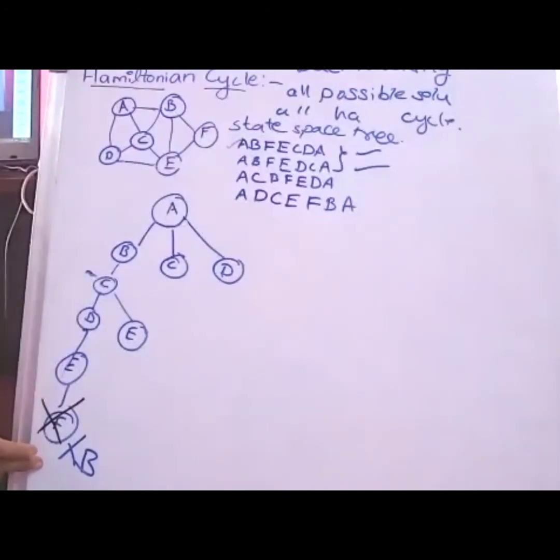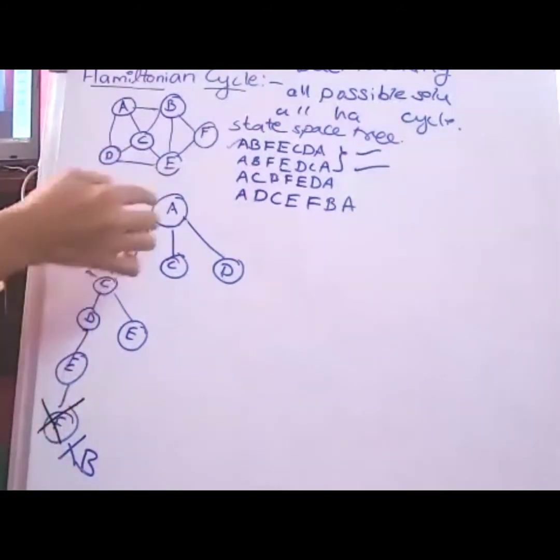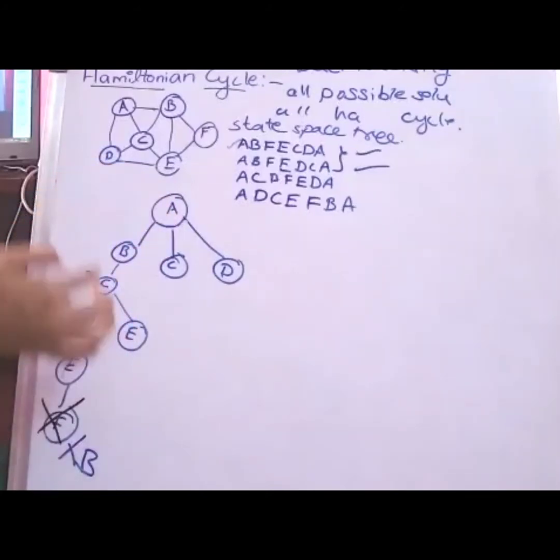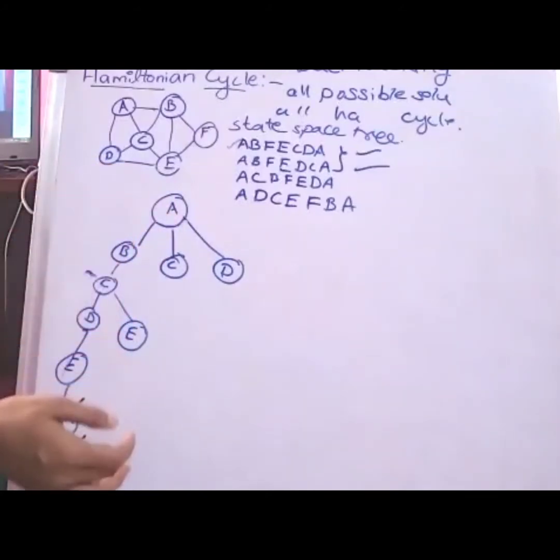So to apply the backtracking technique, I tried from this point. Is there any other possible solution? There is no possible solution. From this point also I tried, and there is no possible solution according to the graph connectivity. Next I am trying from this vertex. So this one is covered. Again, I am trying to find the second possible solution.